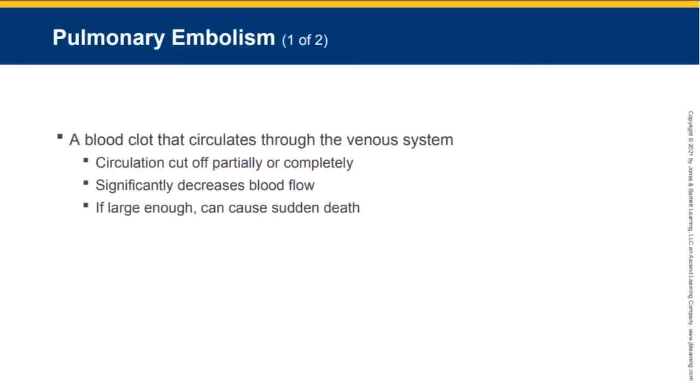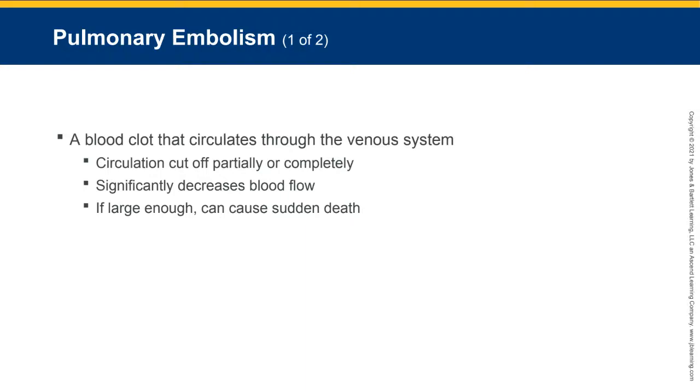All right, so next we'll look at pulmonary embolism. An embolus is anything in the circulatory system that moves from its point of origin to a distant site and lodges there. It can obstruct blood flow either completely or partially in the area.